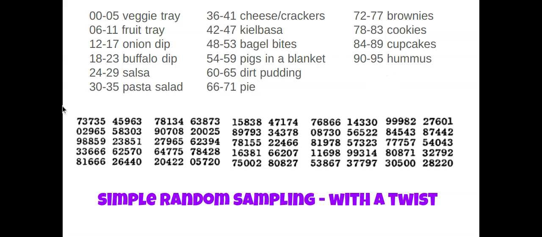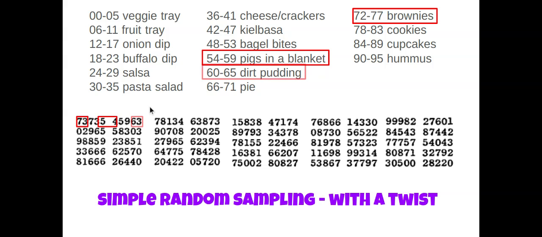So we are going to look at our number table, and the first thing we see is 73. 73 corresponds to the value of brownies. So if I see a 72 through a 77 from now on, I'm going to skip it because I've already chosen brownies. The next item is 73, so I'm going to skip that because we already chose brownies. Then the next one is 54, and within the 54 range, we have a good old pigs in a blanket.